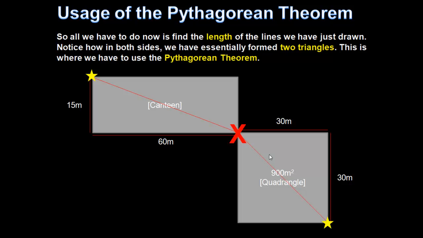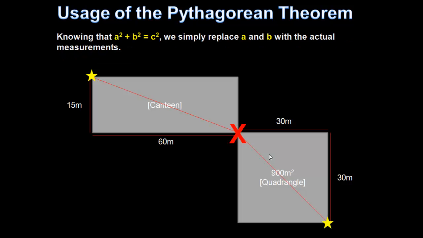Now, notice that in both sides, they are just essentially triangles. And given the Pythagorean theorem works only with right angle triangles, and because rectangles and squares always have right angles in the corners, we have essentially just formed two triangles which we can use the Pythagorean theorem on. So knowing that a squared plus b squared equals c squared, we can just plug in the values of, for instance, these 15 meters, 60 meters. All we have to do is plug in the values to calculate the length of the hypotenuse, or the longest side, or the shortest route to the bathroom.